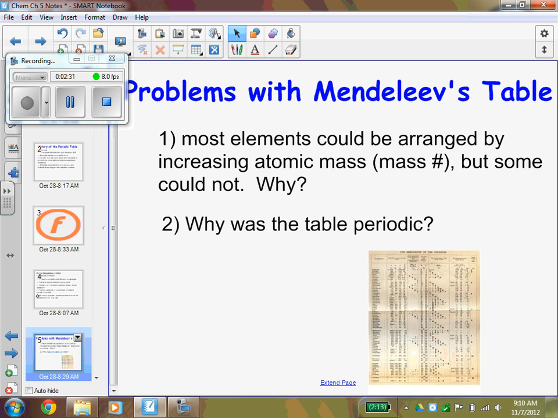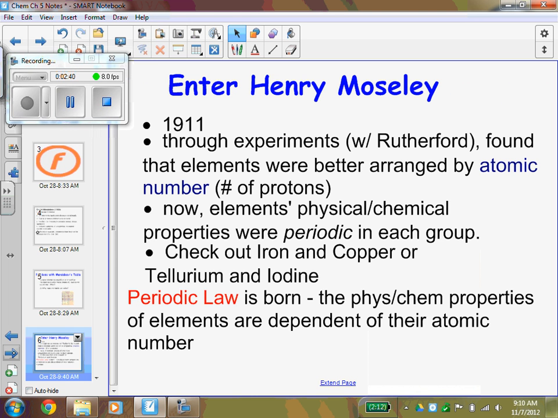The second problem with his periodic table is he couldn't explain why the periodic table was periodic. So we have to fast forward about 40 years, and we end up with a gentleman by the name of Henry Moseley in about 1911, and he worked with Rutherford and found that the elements were better arranged by the number of protons, or the atomic number. They had the technology in about 1911 to know that there were electrons, protons, and neutrons.